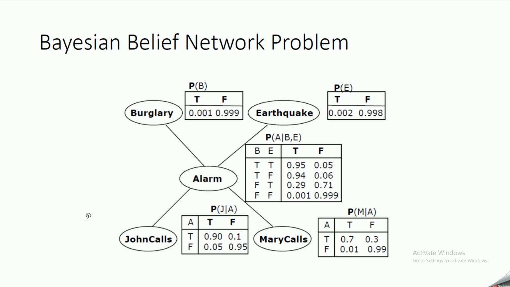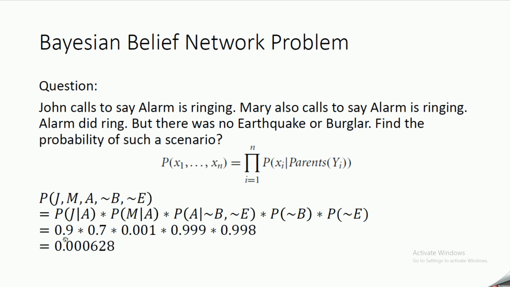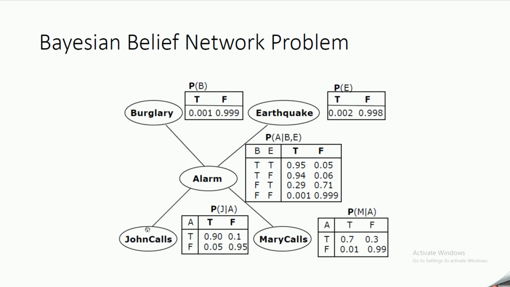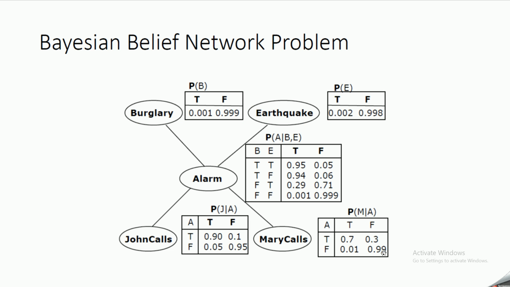So how do you find the probability of John calling when the alarm rang? If you look at the table, John calling is true and the alarm ringing is also true, so it is 0.90, as you can see over here. Mary calling when the alarm rang is 0.7.